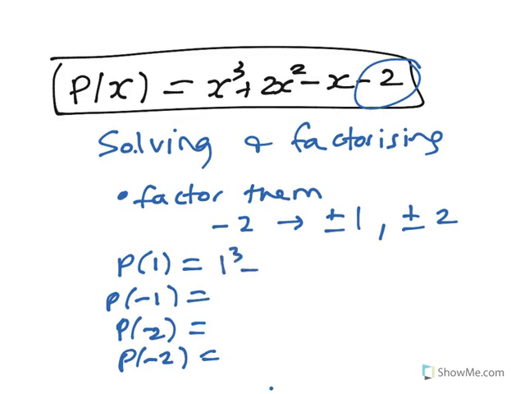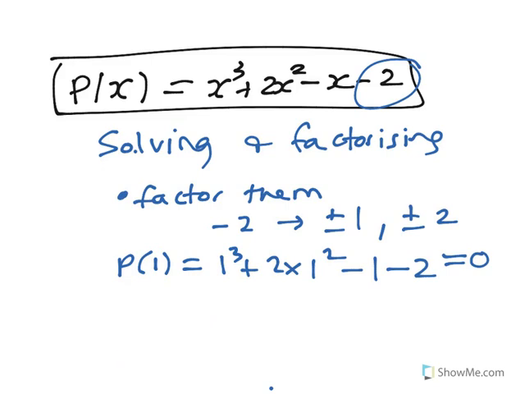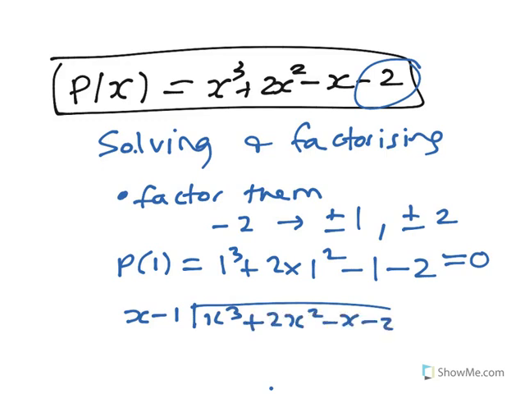So if I put 1 into there, I go 1 plus 2 times 1 squared minus 1 minus 2, you actually get 0. So you could stop there and say, alright, that means that x minus 1 is a factor. Then you can do a quick thing where you do the long division. That would be the next step. So you do x goes into x cubed, x squared times. So you get x cubed minus x squared.